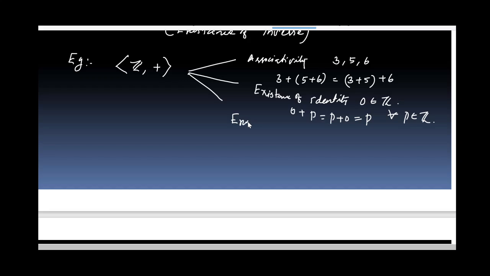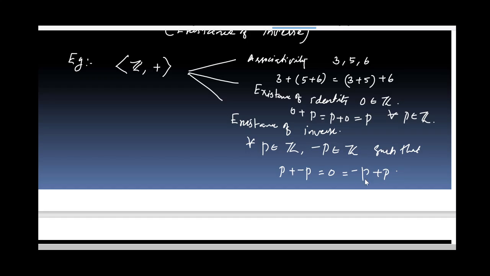Now existence of inverse. Existence of inverse means for every P belongs to Z, we can find minus P belongs to Z, such that P + (-P) equal to 0 and (-P) + P is also 0. Now we will say that this minus P is the inverse of P with respect to addition.